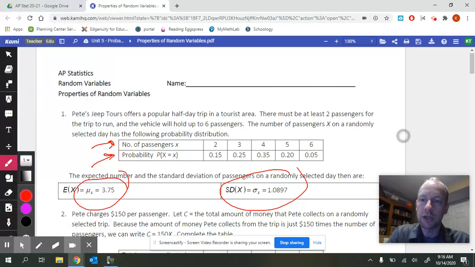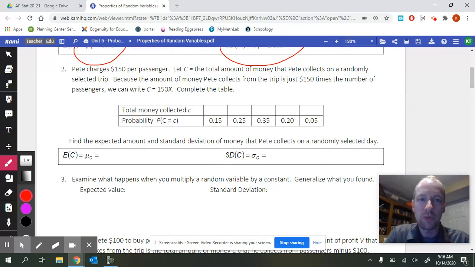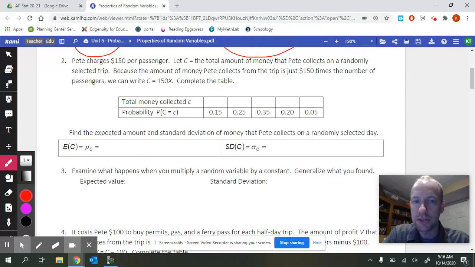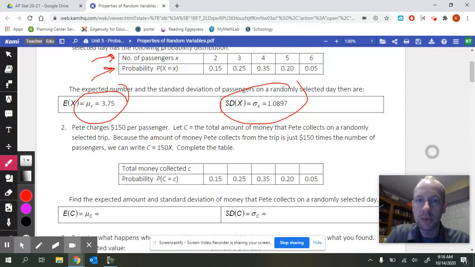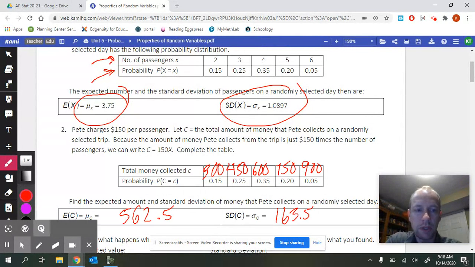So moving on, going back to this, we talk about what if we charge $150 per passenger. And so going back at the table, obviously 2 passengers times 150 gives us $300. And then for the rest of this, go ahead and pause the video and finish filling that out. So hopefully you arrived at the probability distribution pretty quickly, and if you use the same process as above using your graphing calculator, you can get that mean and standard deviation.